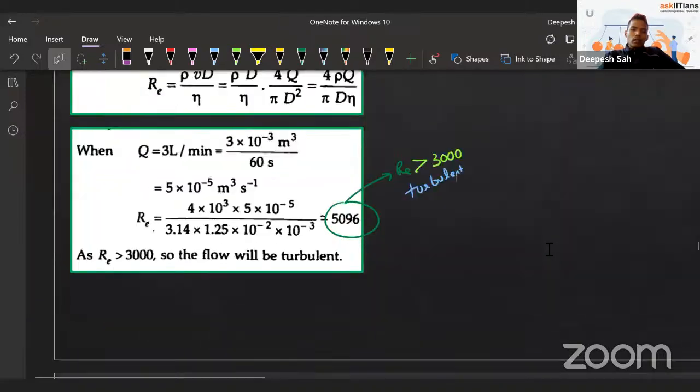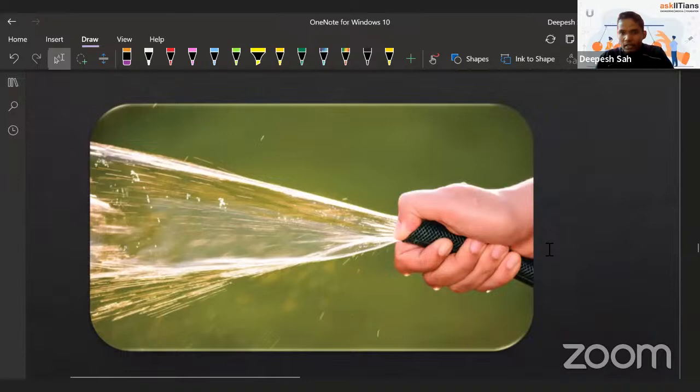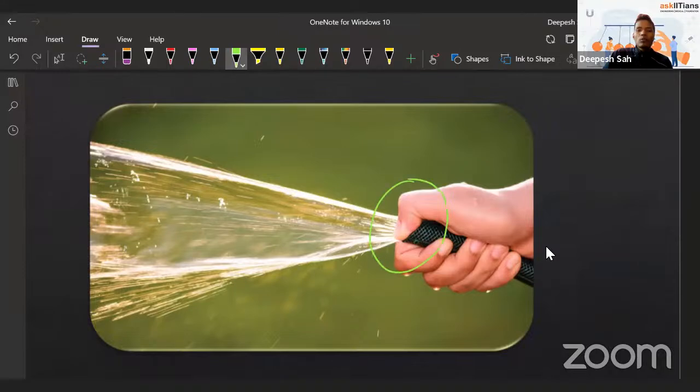Okay. Next is the equation of continuity. But before understanding it, imagine you have a pipe like this. Can you tell me why we put our thumb on the pipe like this? What's the main reason for doing it?